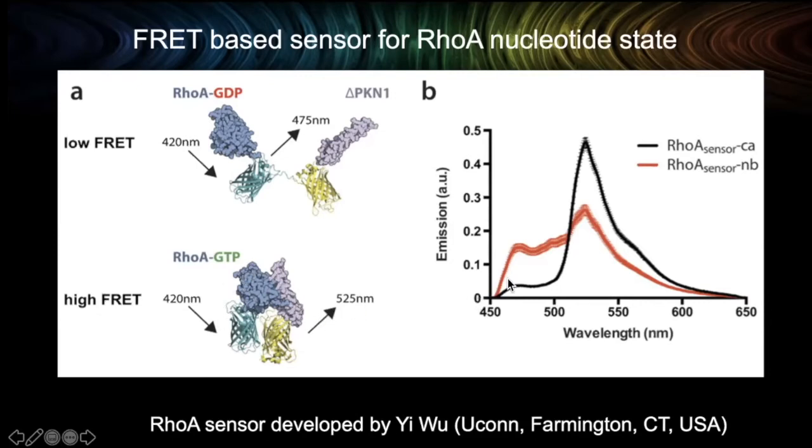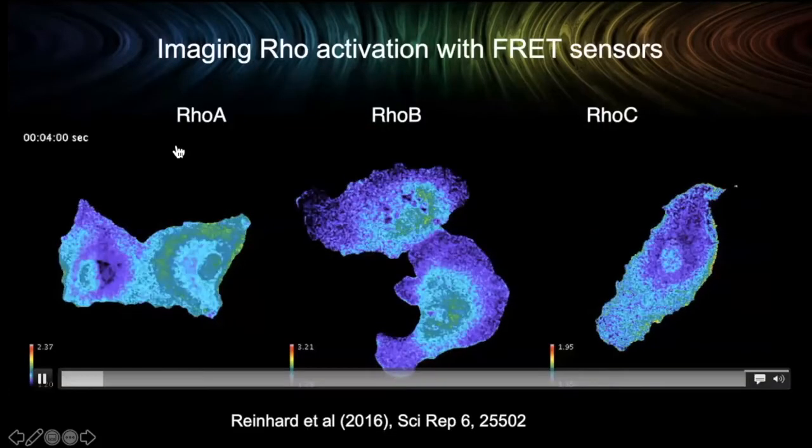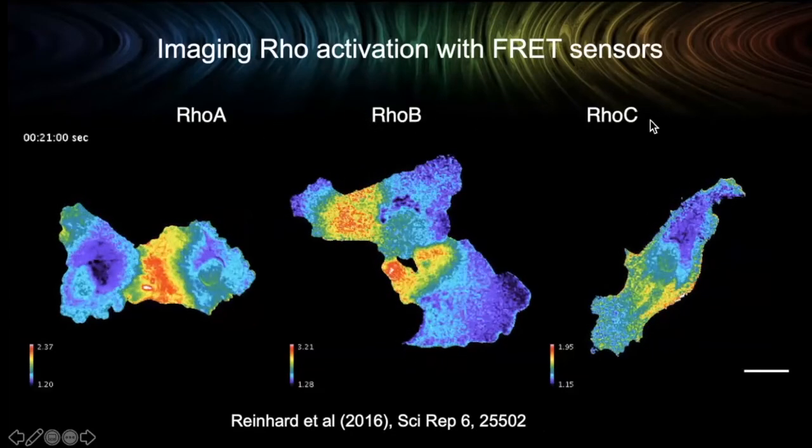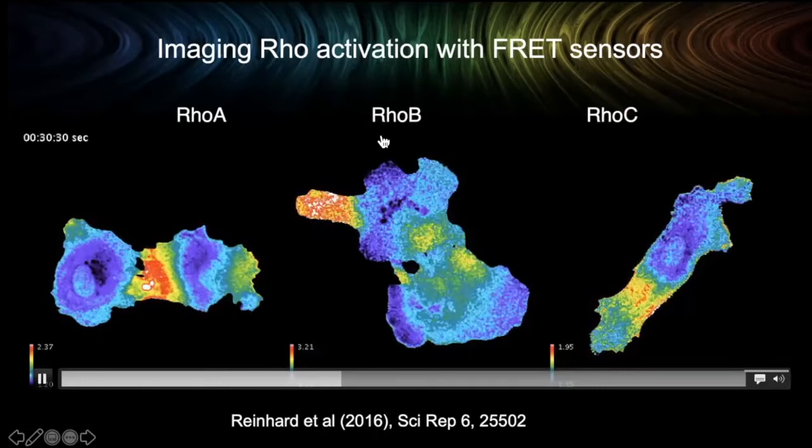And you can really see this. This is the fluorescence spectrum that you get in the GDP, inactive, low FRET state. And this is the FRET state. So it's a serious quenching of CFP and a huge sensitization of the yellow fluorophore. And this is basically the difference between the GDP and GTP, inactive and active state of the sensor. This is a great tool. This sensor was developed by Yi Wu, and he was nice to share it with us. And in our lab, we have cloned it also to the different variants of Rho found in mammalian cells: RhoA, RhoB, and RhoC. Put it in mammalian cells, and then you can activate them.